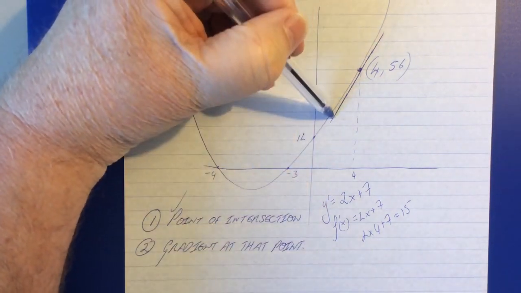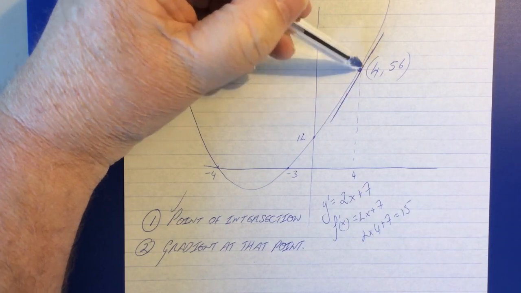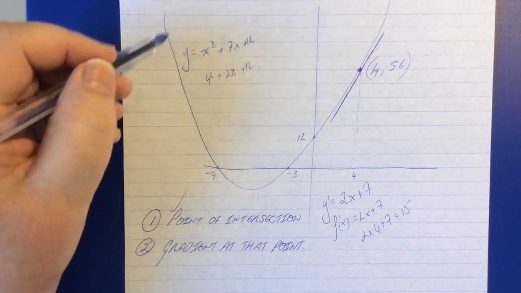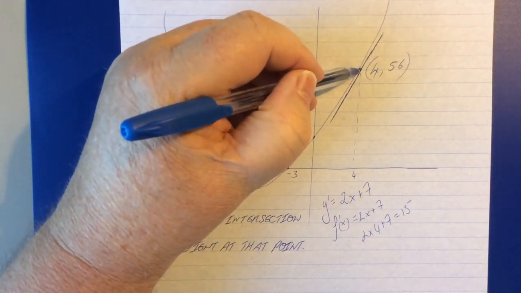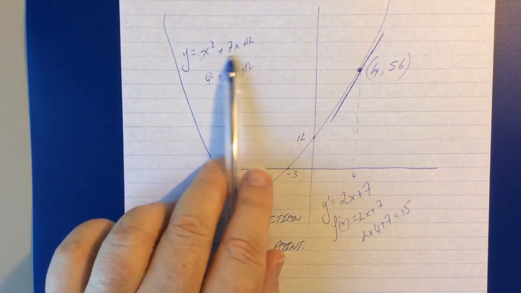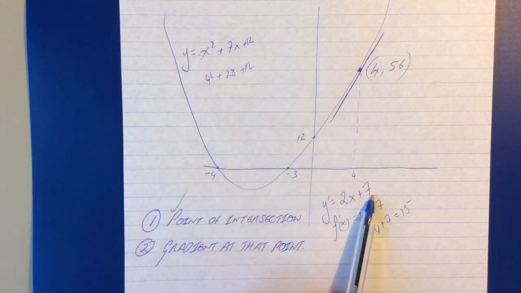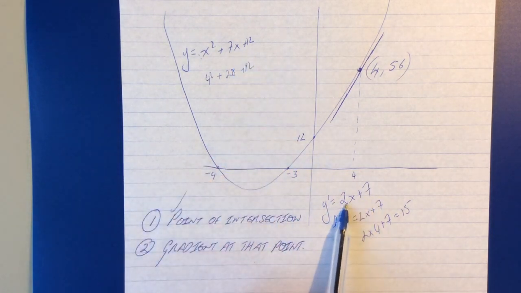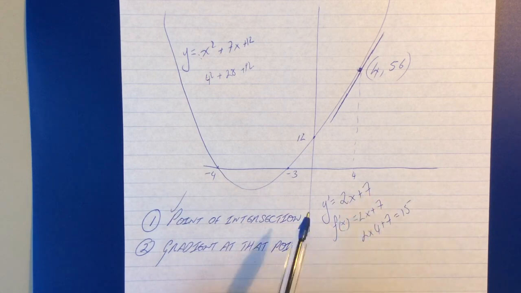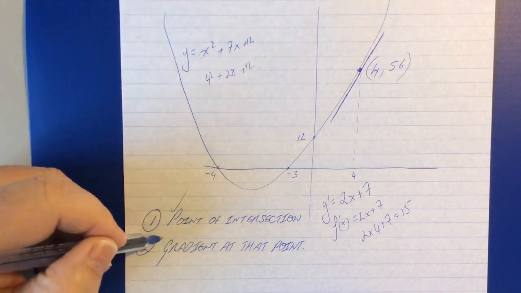This tangent is going to have a gradient of 15 because the point at which it hits this parabola has a gradient of 15. And we've discovered that by differentiating this equation and putting 4 into the differential. 2 times 4 plus 7, 8 plus 7, 15.